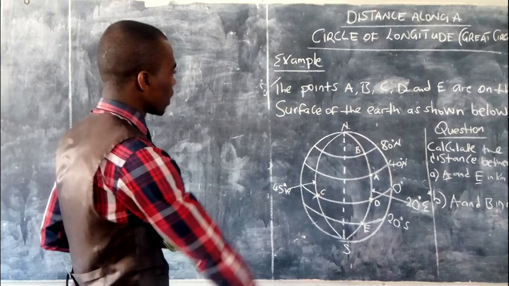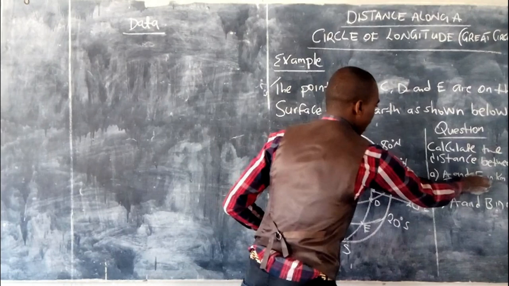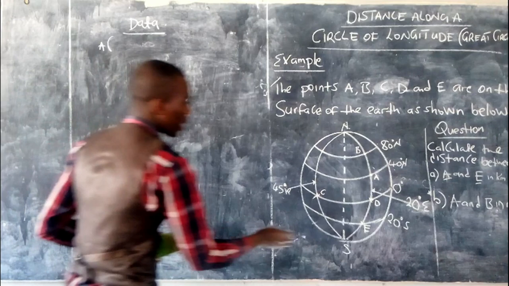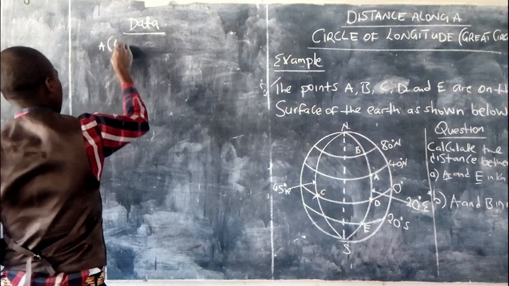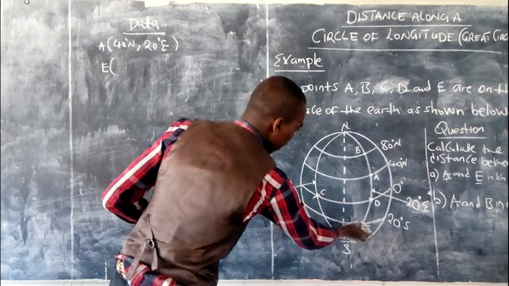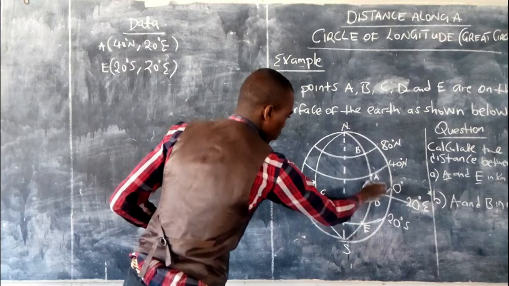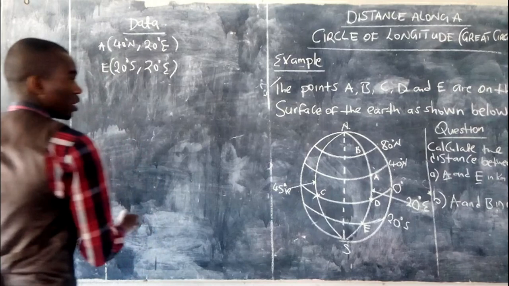So, let's collect the data for A. Here, they've told us we are finding the distance between A and E. So, you have to collect the coordinates for A. The coordinates for A here are 40 degrees north, comma 20 degrees east. And then for E, we have 20 degrees south, 20 degrees east. That is what we are having. This one has been labeled for us, and that one has also been labeled. All right, so we continue.